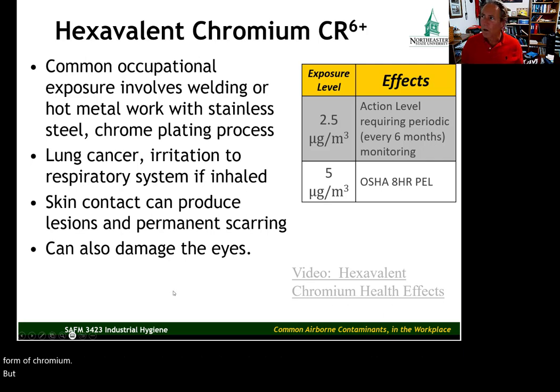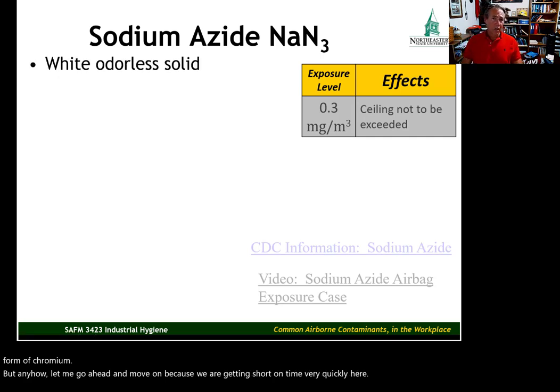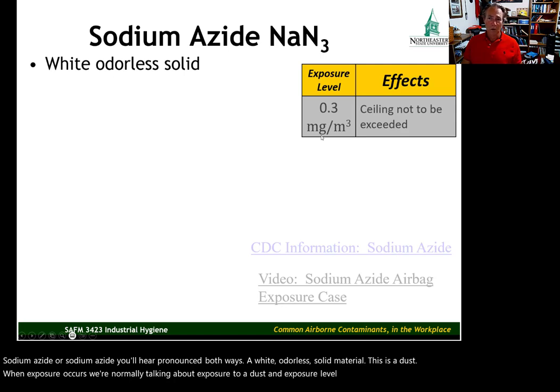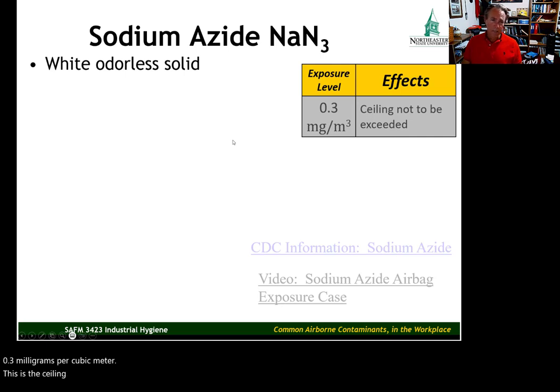Let me go ahead and move on, because we are getting short on time very quickly here. Sodium azide, or sodium azide, you'll hear it pronounced both ways, a white odorless solid material. This is a dust. When exposure occurs, we're normally talking about exposure to a dust. And exposure limits are very low, 0.3 milligrams per cubic meter. This is the ceiling level that should not be exceeded.